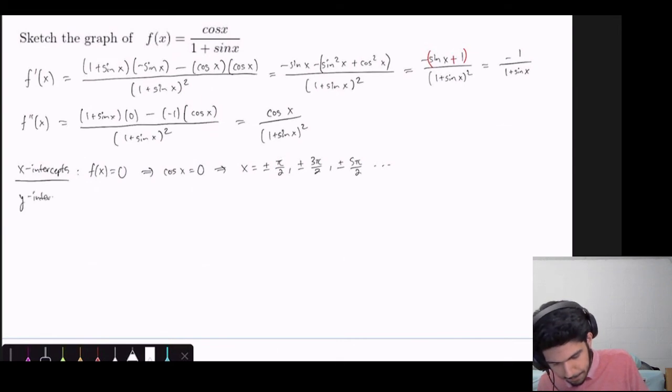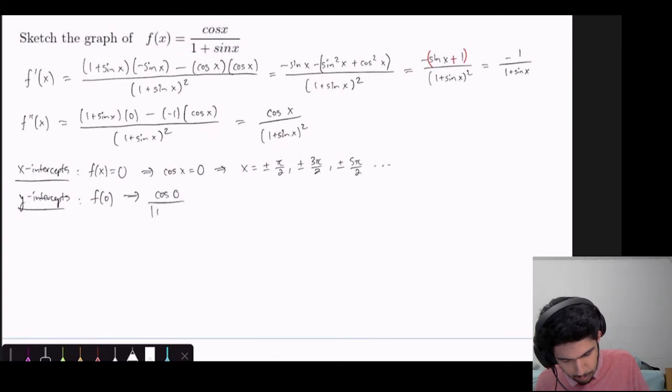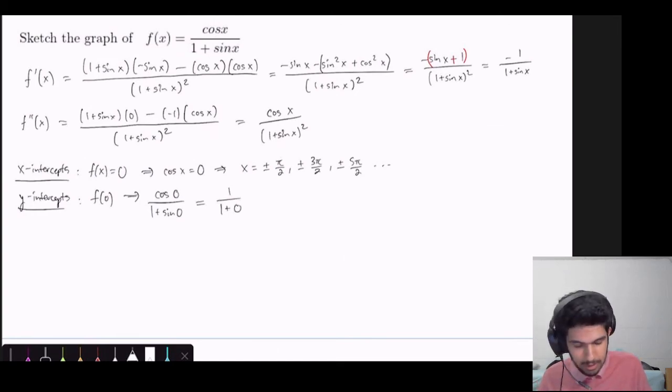Y-intercepts. For this, we want to compute f of 0. So this is equal to cosine of 0 divided by 1 plus sine of 0. Cosine of 0 is 1. Sine of 0 is 0. So this occurs at 1, so our point is (0, 1). Cool. Next, we need the vertical asymptotes.